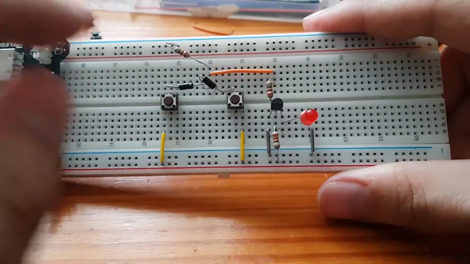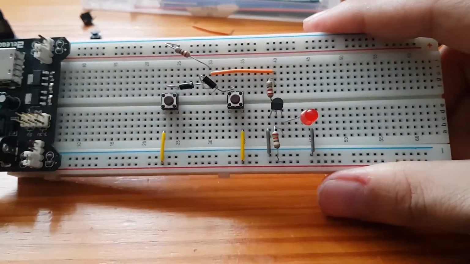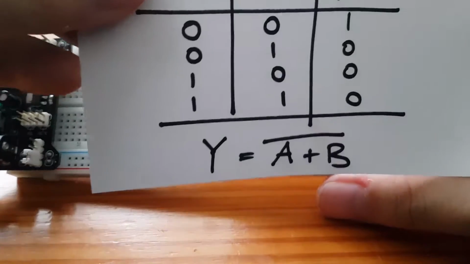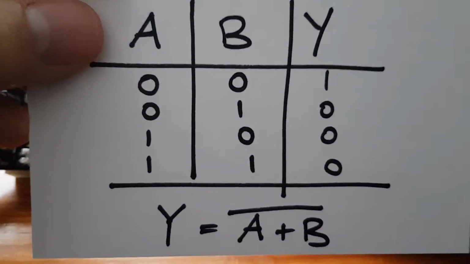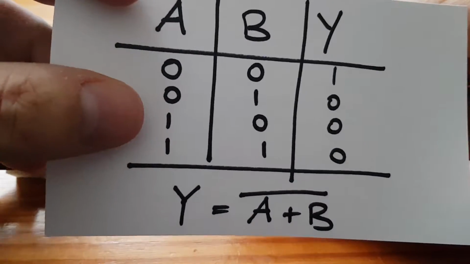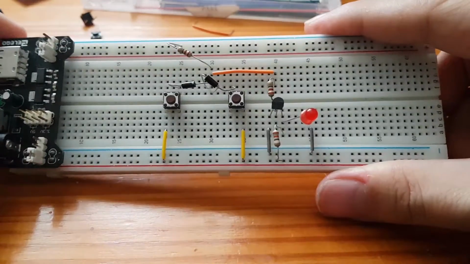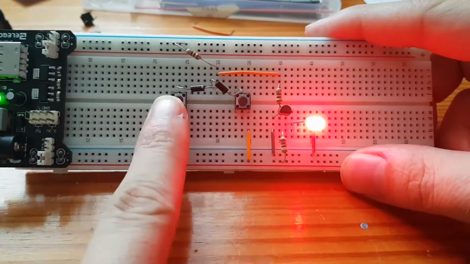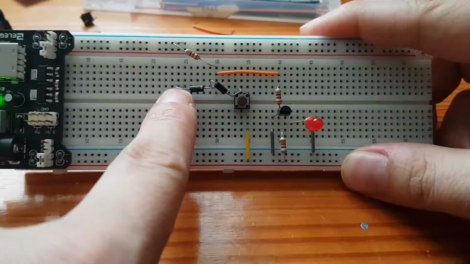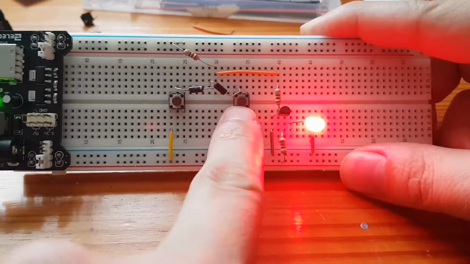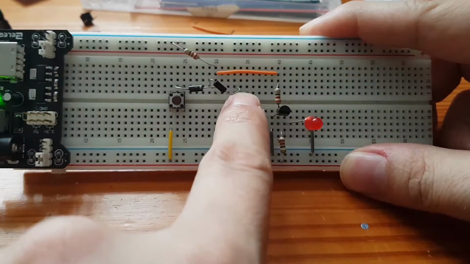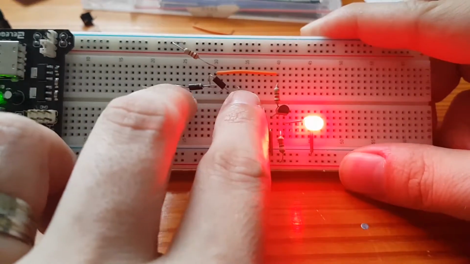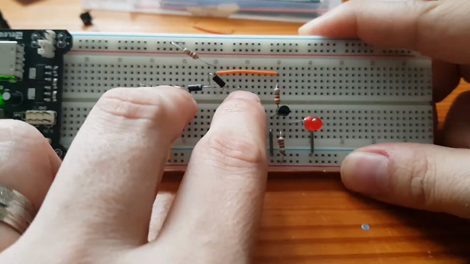So what we're expecting is when we turn this on, neither of these buttons are pressed, and according to our truth table, our LED should come on. And then when we press one or both of the buttons, the LED will go off. So let's test that. Turn it on, and bingo, we have success. Now if I press this button, the LED should go off. And it does. If we press this button, the LED should go off as well. And it does. And if we press both of them, the LED will go off.